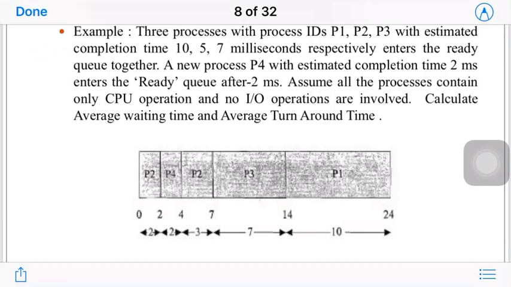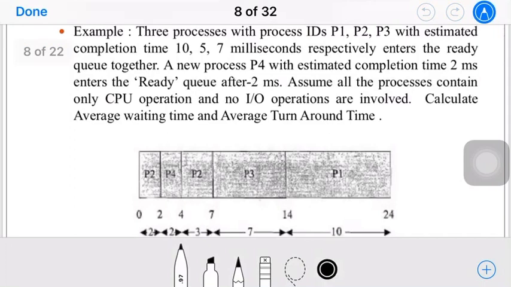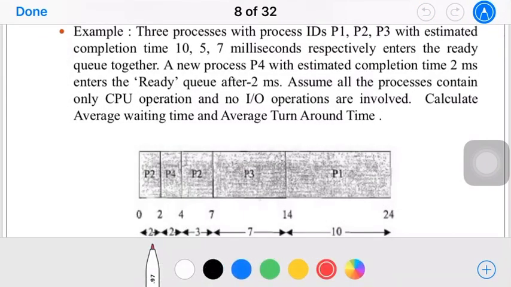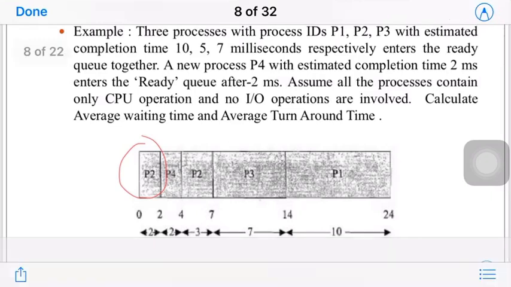So in this three, which one is taking lesser time? P2 is taking the lesser time, right? That's why we can see that here P2 is coming first. Okay, now P2 required 5 milliseconds.